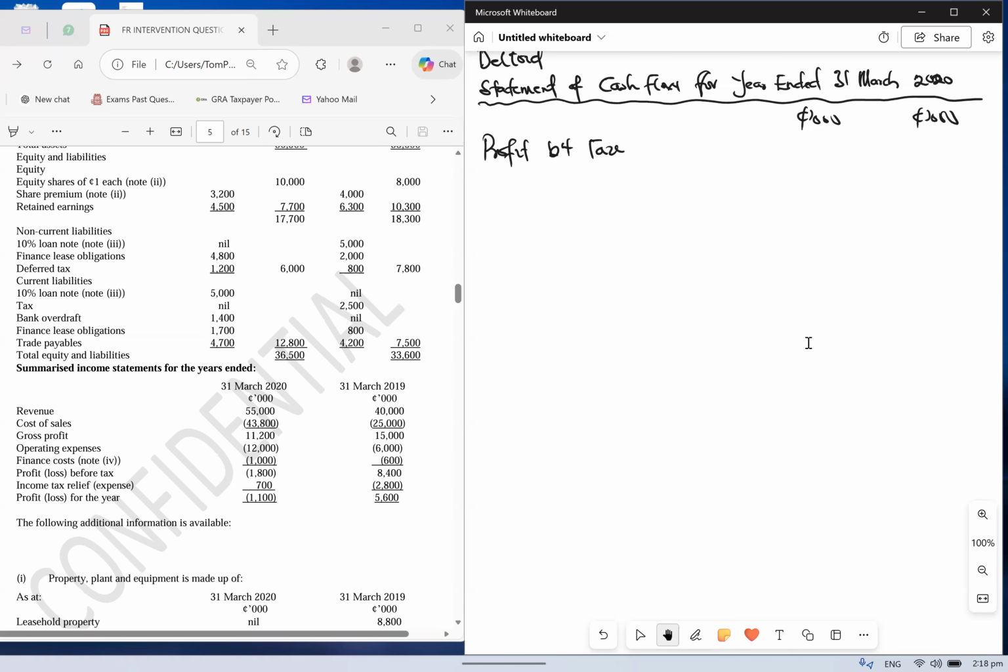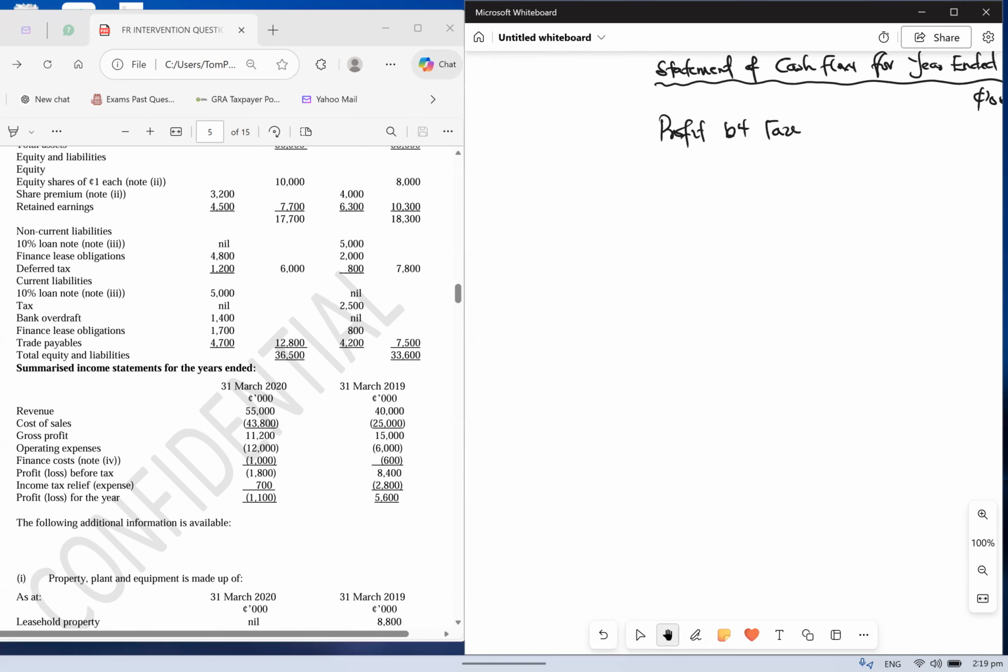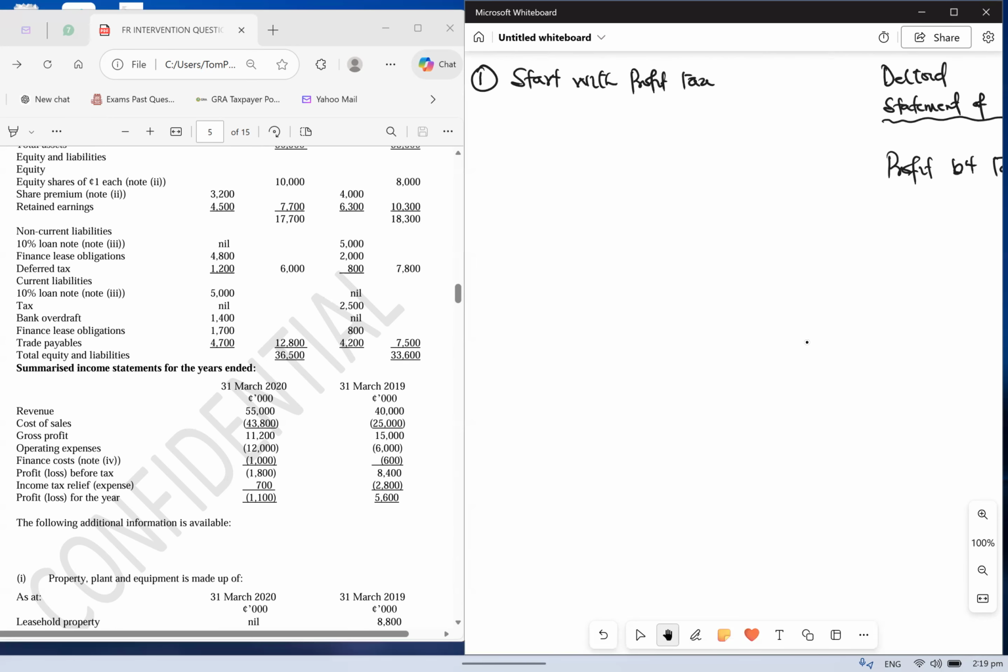So I hope you are writing this. 1,800. And it is negative, right? Yes, it's a negative. Loss. So you write the same thing. Whatever figure that is there, that is what you pick. All right. So you start with that.